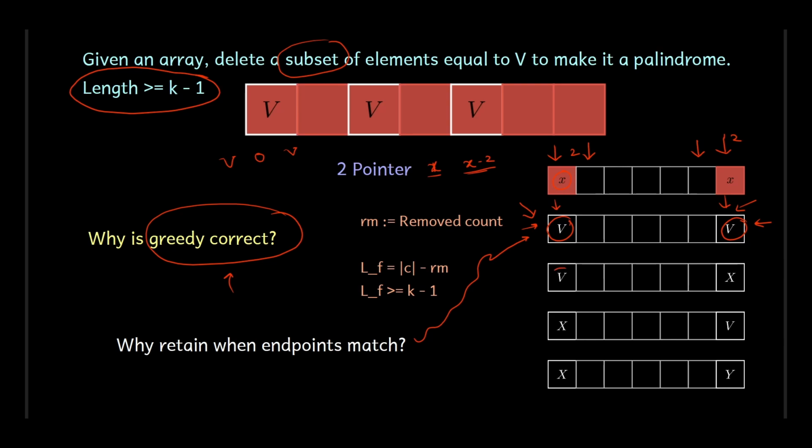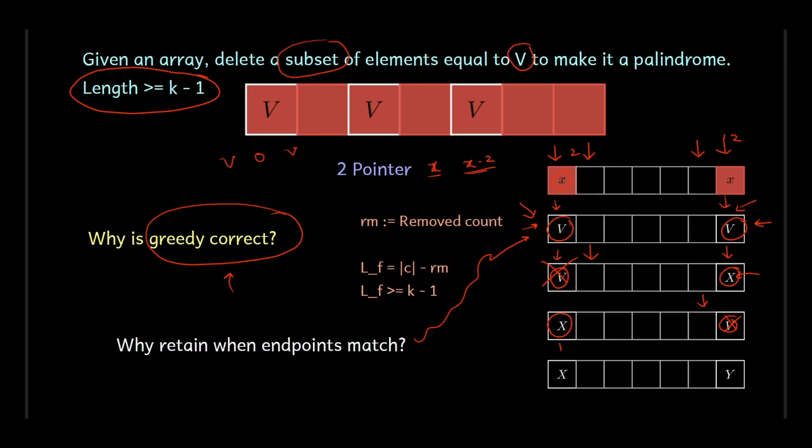Now, what if the endpoints do not match? So suppose this is v and this is x, so these endpoints do not match, then of course both of them cannot be retained in the final array. But of course we know that x cannot be deleted, because in this version of the problem you can only delete v. So you delete this element, you delete one copy, and then you increment your L pointer. Same situation over here. If it is x and v, and you know that you can only delete v, so you delete this and you decrement your right pointer, because you have to find a match for this x. If you are not able to find a match, then we will not be able to create a palindrome.